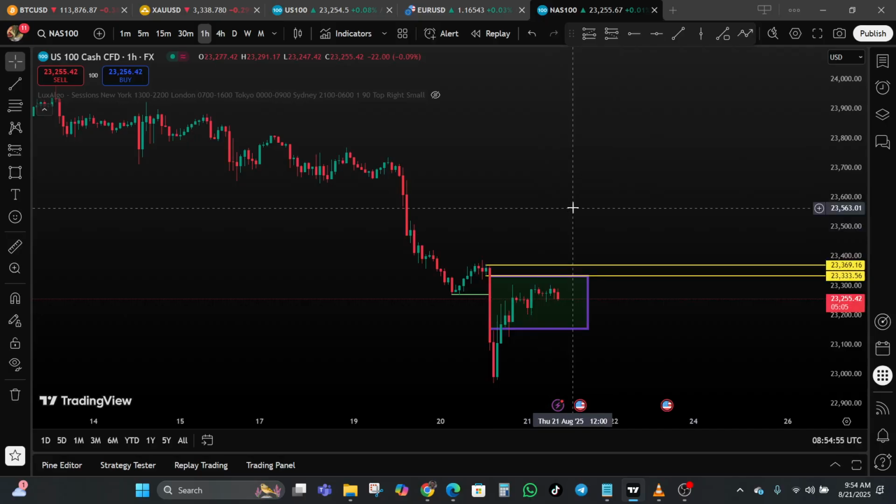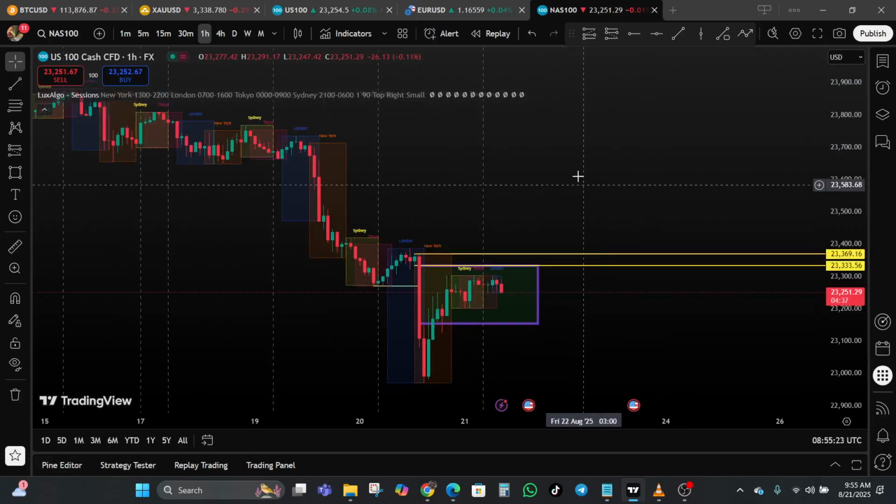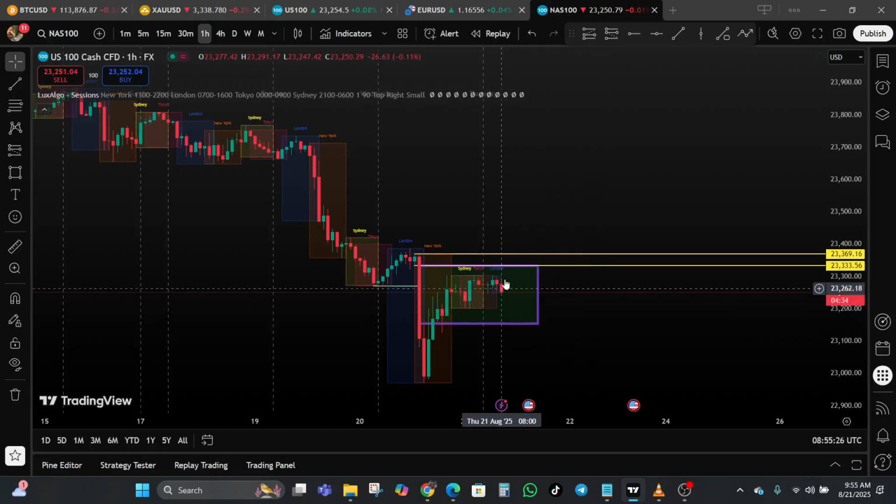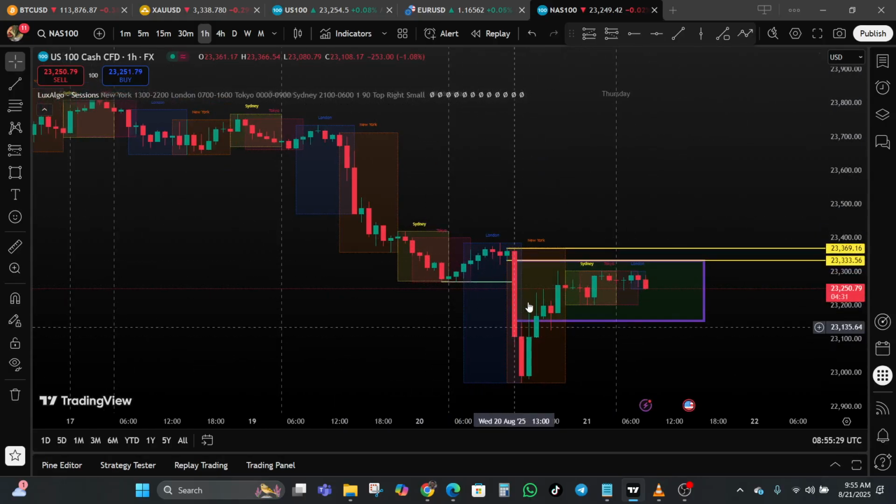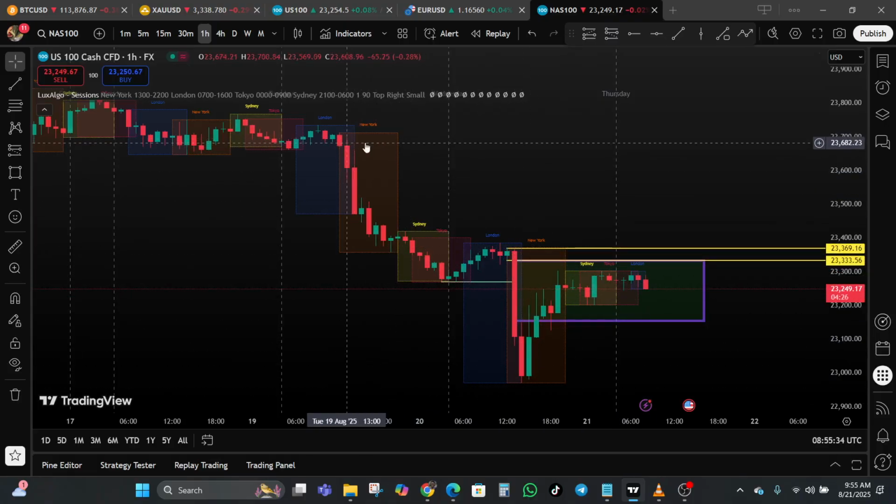Now, another important part of the ICT indices strategy is time. Indices often respect specific times of the trading day, particularly the New York Open. You can see that this particular push occurred around the New York Open. You can see this is also New York. Can you see what happened?